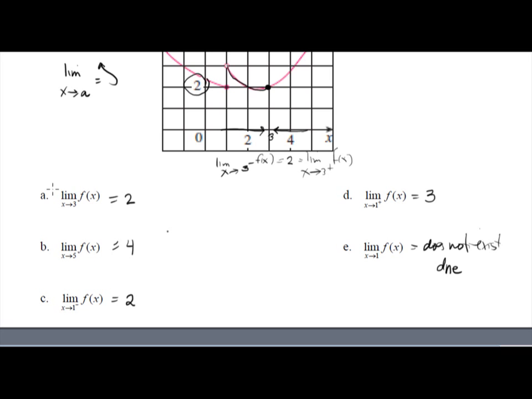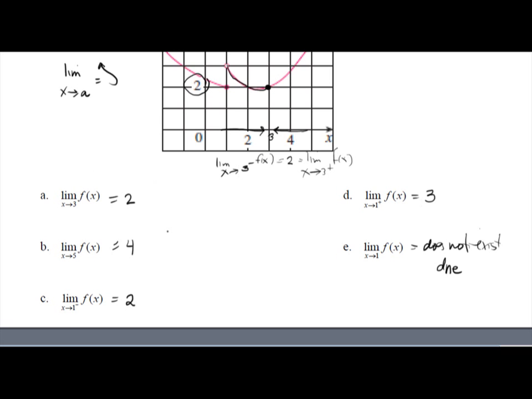Okay, for very simple, like letter A, it's very obvious. The graph is meeting the same number from the left and from the right. Definitely the limit exists, and that is the number. In this case, it's equal to 2.